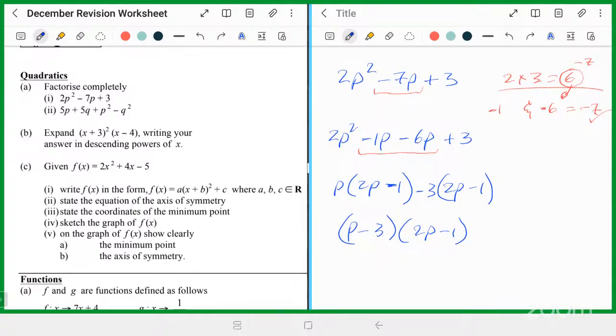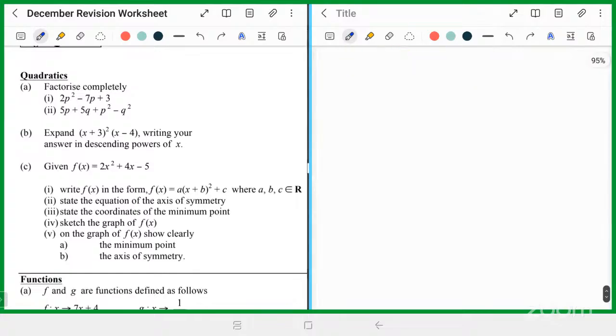Yes, sir. Alright, good. Then part 2 now wants us to factorize this thing, which is 4 terms. So it is 5p plus 5q, and this one has p squared minus q squared.